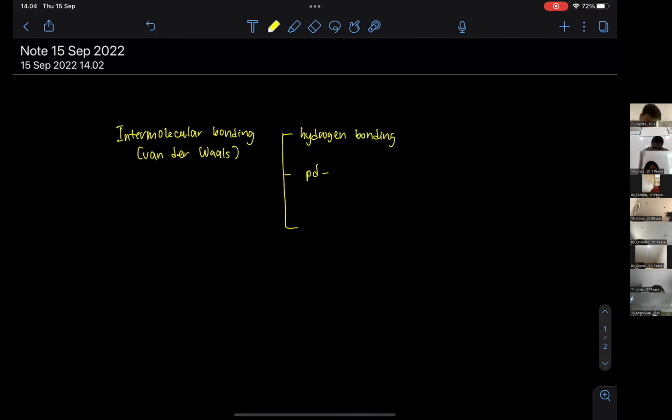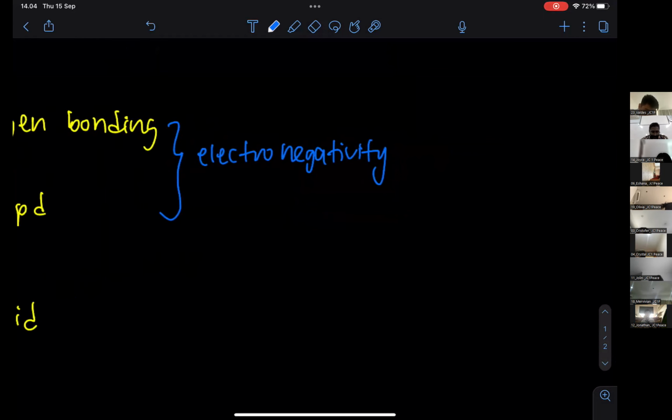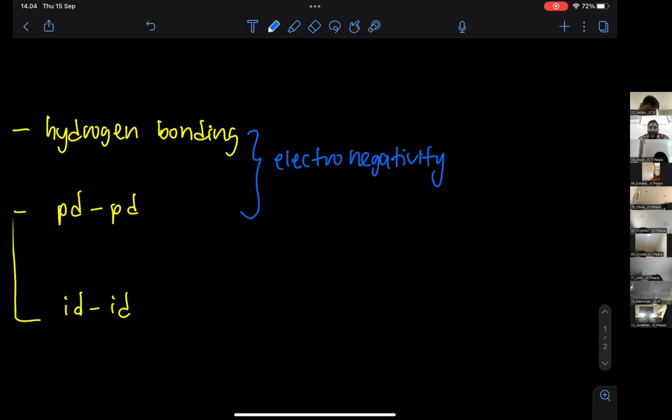PD first, and then you have ID. When we look at hydrogen bonding and PD, PD stands for permanent dipole. What is the similarity between hydrogen bonding and permanent dipole? The similarity is related to electronegativity, which affects a lot when it comes to hydrogen bonding and PD, because we are going to look into polar molecules.